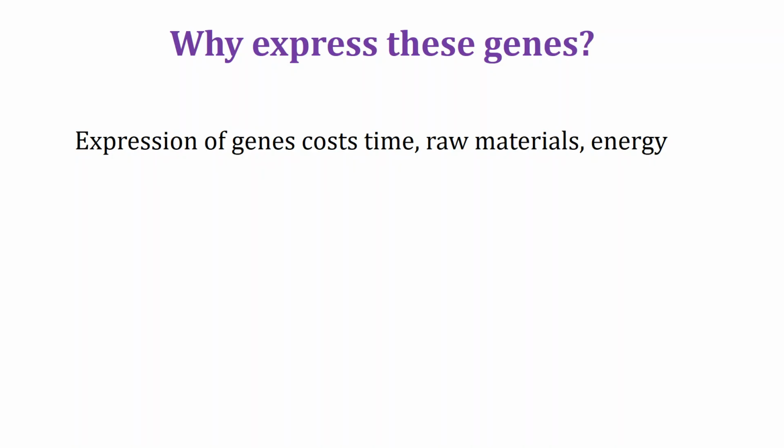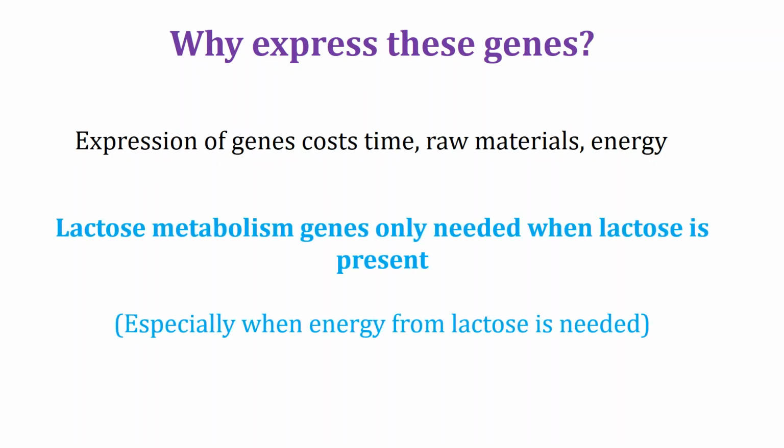So, again, when thinking about how this system is going to be regulated, think about why you want to express certain genes at certain times. Expression of a gene costs time, raw materials, and energy for a cell. So if there's not a need for this gene, you're not going to want to spend the time to make the RNA and make the protein. However, if lactose is the only source of energy for this cell, it's going to want to turn these genes on. Thinking about this will allow you to make sense of why this operon is regulated in the following way.